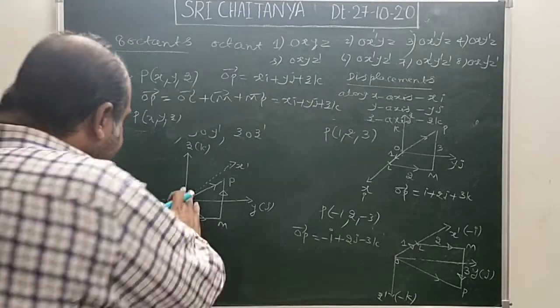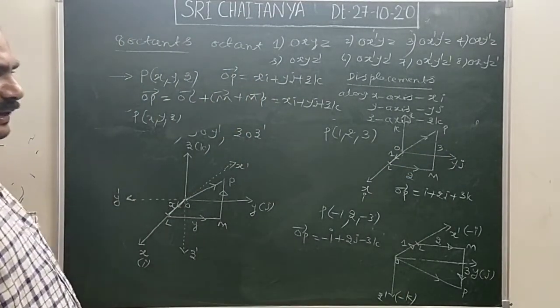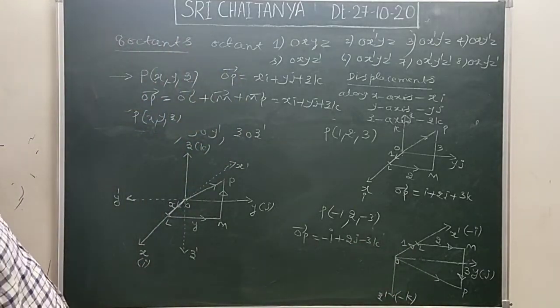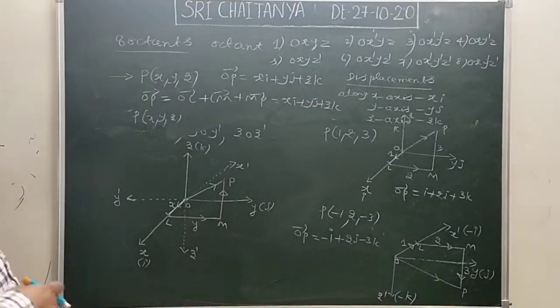Like that, any octant in this diagram, whatever the octant is, you write there. Then you will get where the point lies. That is the definition of P(x, y, z). So for any point, 3 displacements will be there. That displacement's result is nothing but the position vector of that point.